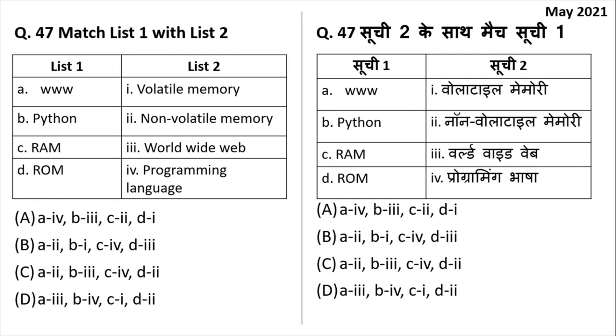Again, a match the following question. WWW stands for World Wide Web. Python is a kind of programming language. RAM stands for random access memory and it is a volatile memory, while ROM is a non-volatile memory. So the answer should be 3412. D should be the right answer.